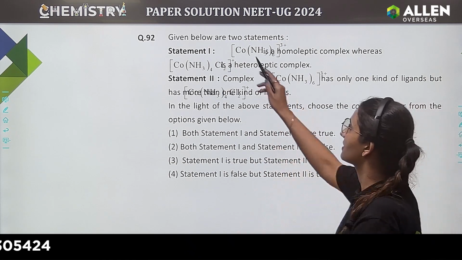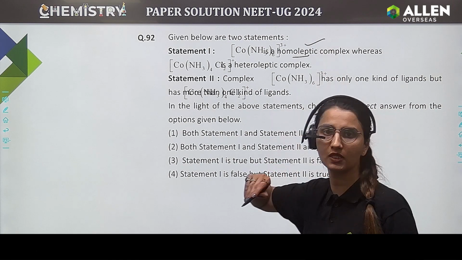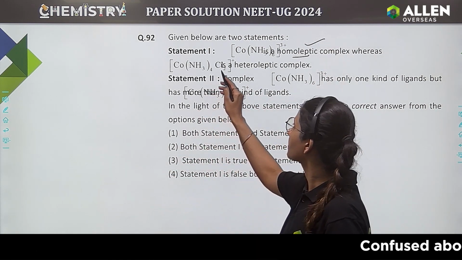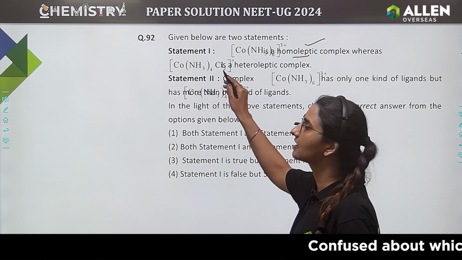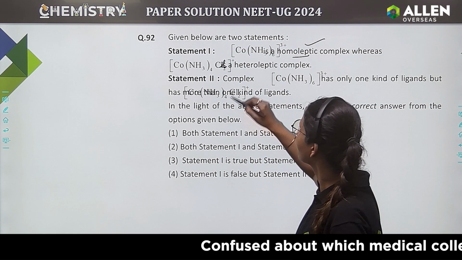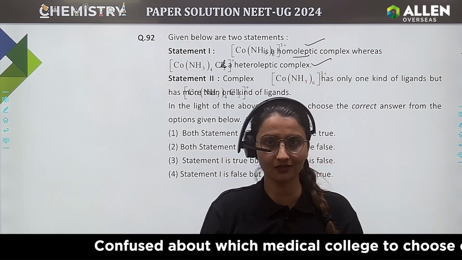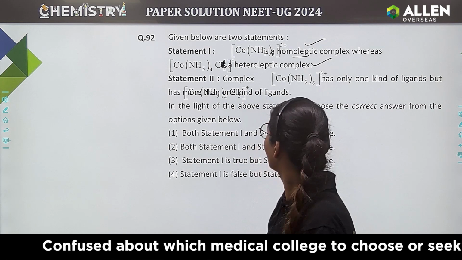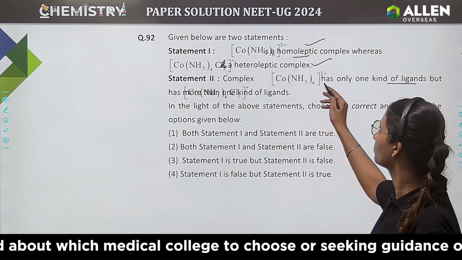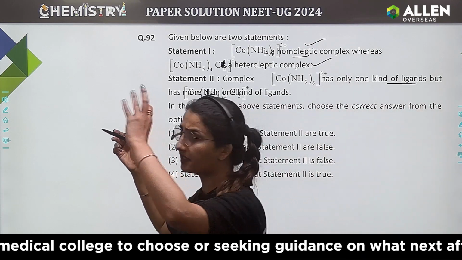Students, what is this? [Co(NH3)6]. It is homoleptic, right? Homoleptic means when all ligands are the same. [Co(NH3)4Cl2]. Here it is Cl2. This is your Cl2, right? Is it heteroleptic? Heteroleptic means when they are different ligands. Correct? So the statement has only one same explanation. It is homoleptic because of the same kind of ligands. Heteroleptic, different ligands.